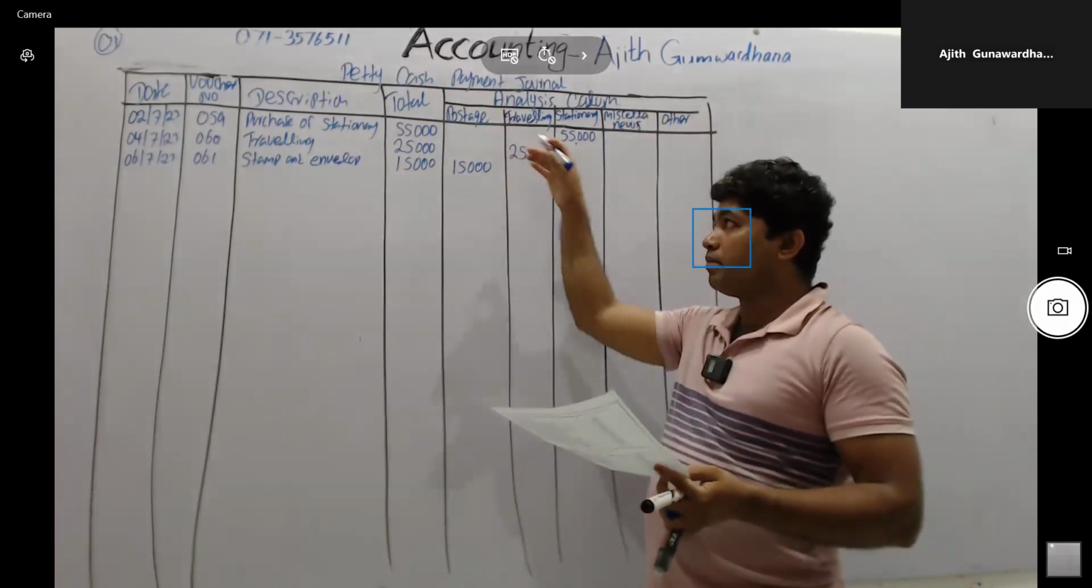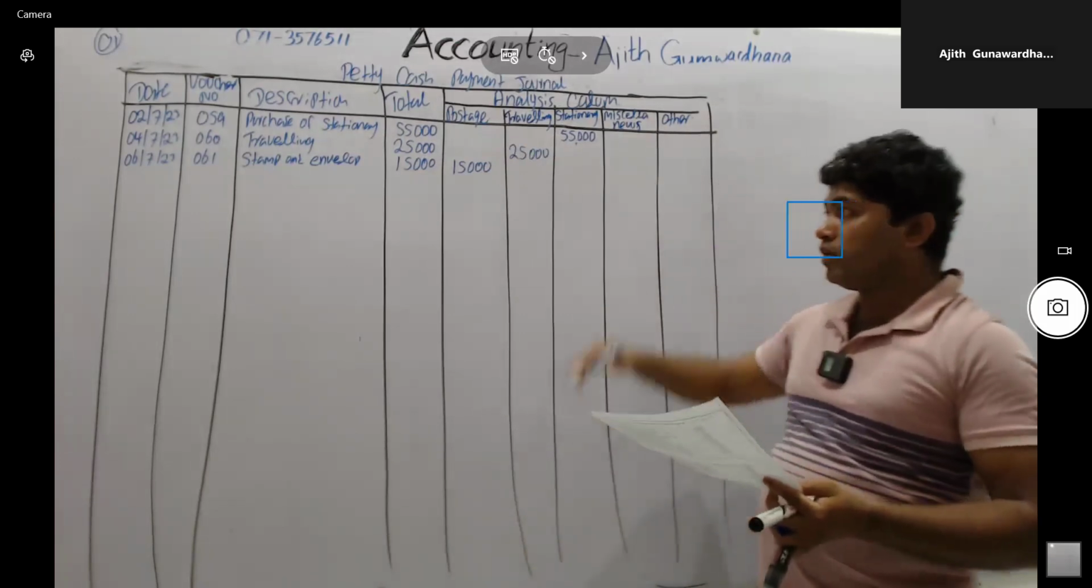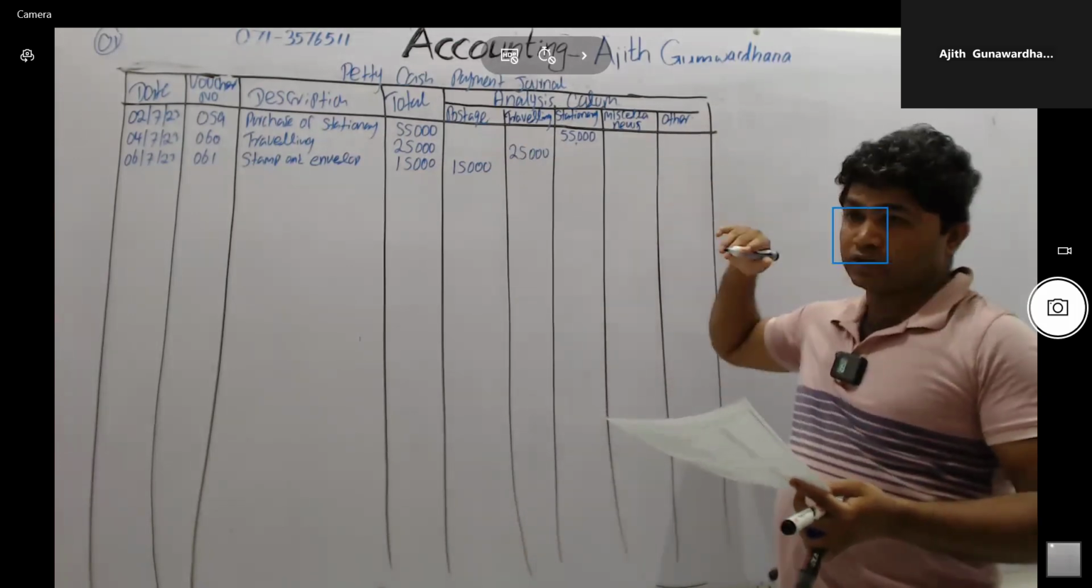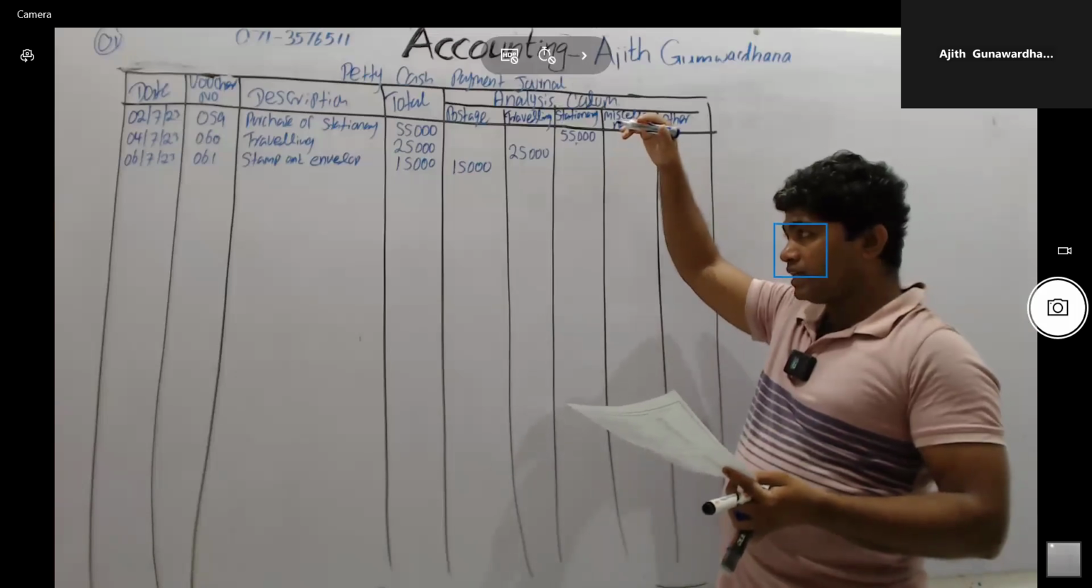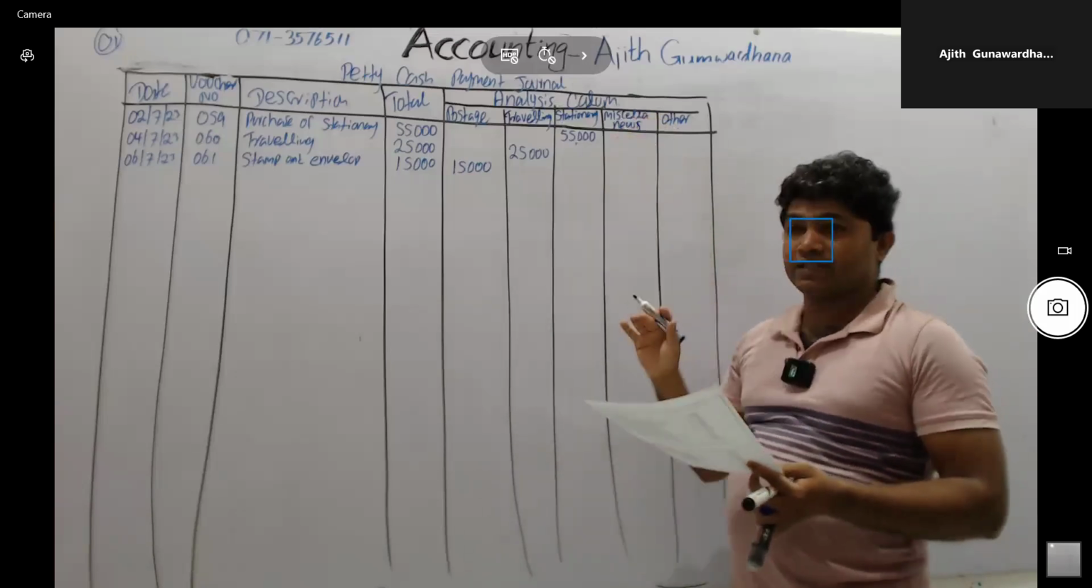Think how to prepare petty cash payment journal. A small amount of expense paid in cash should be recorded. We have discussed cash payment journal also. Cash payment journal should be recorded payment by issuing checks.